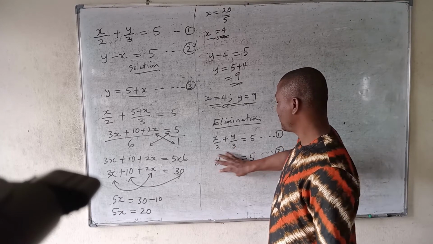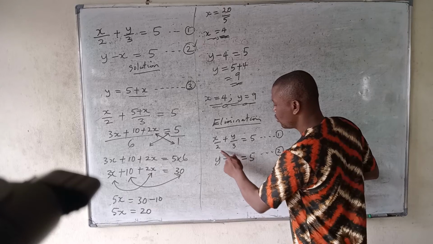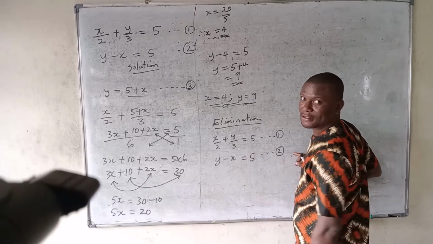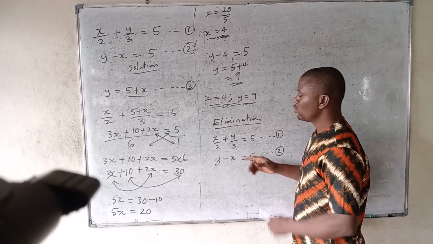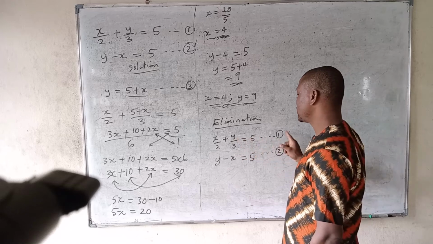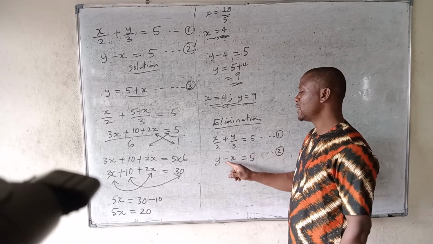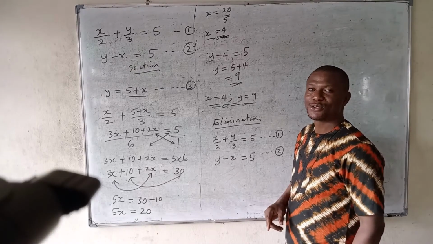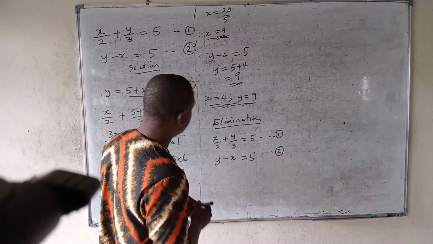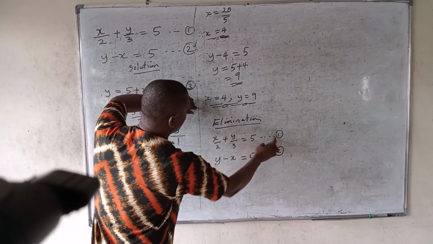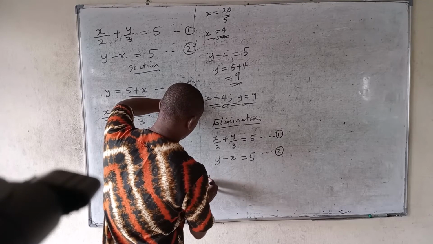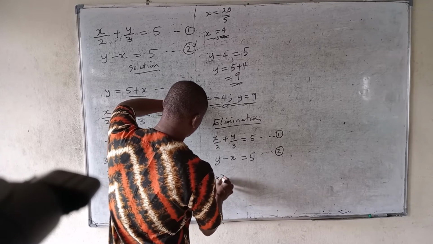So if you divide every other thing in equation 2 by 2, we succeed in eliminating this x. In the other way, you can multiply everything by 2 in this equation 1 in order to eliminate y. Whichever one you use, you will get it correctly. So let's multiply everything in equation 1. Let's say equation 1 times 2.